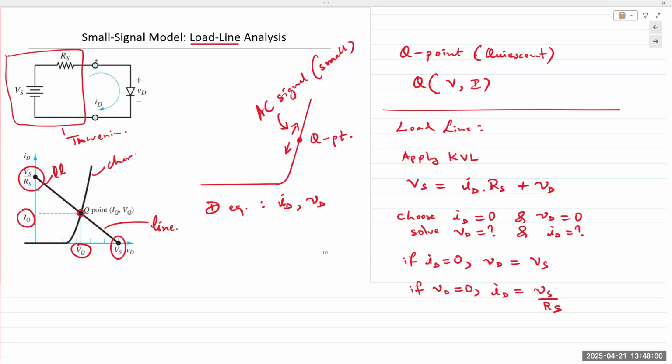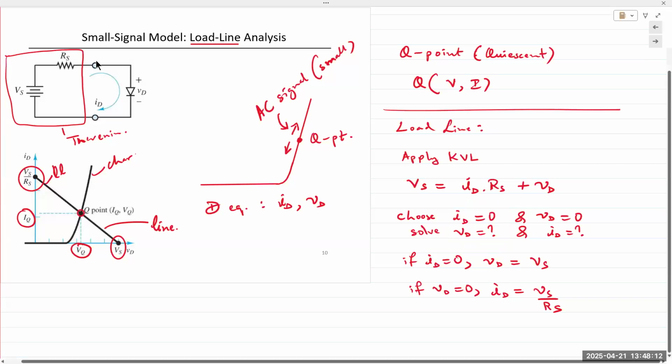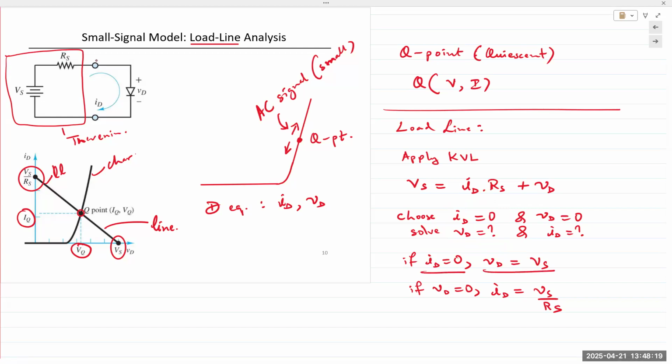And the Y axis intersection would mean X is equal to 0. So we plug in ID is equal to 0 and VD is equal to 0 one by one to obtain the values for VD and ID. So if we plug in ID is equal to 0, we get VD is equal to the supply voltage. And then you plug in VD is equal to 0 and we obtain a value for ID. Once we have those 2 points, we can then join the 2 points and we can obtain the line.